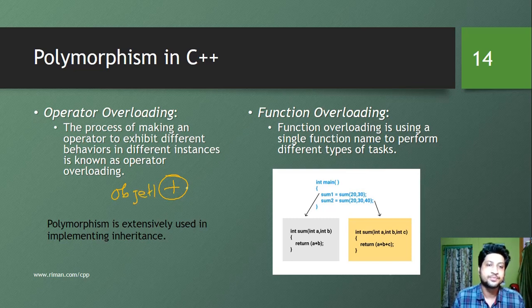object 1 and object 2. The general nature of the plus operator is to add two values, and they could be any values like int, float, double. So programmers can overload this plus operator to add two objects as well. These are the two areas where polymorphism is applied in C++. There are some other areas as well. We are going to explore them when we learn polymorphism in detail.